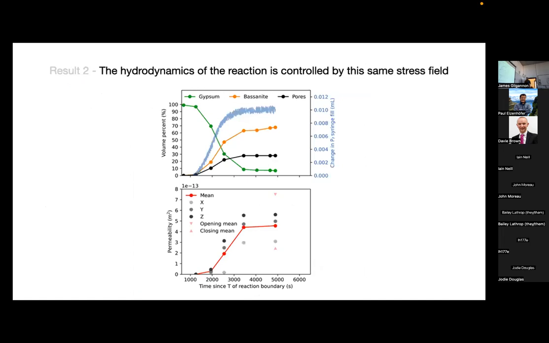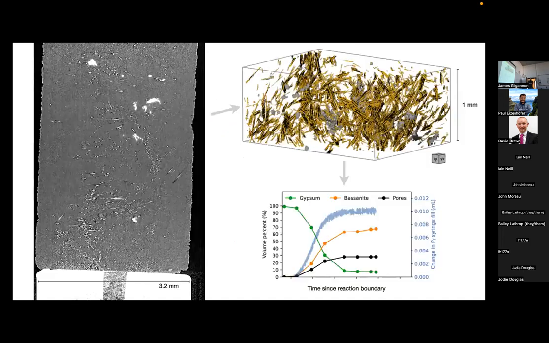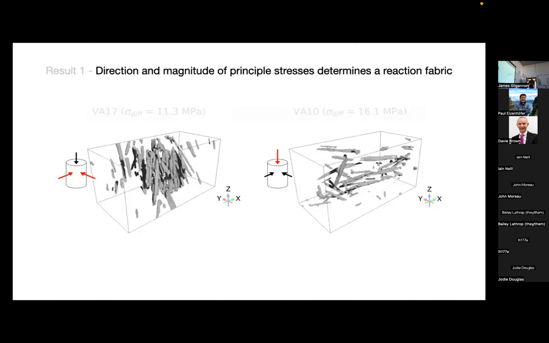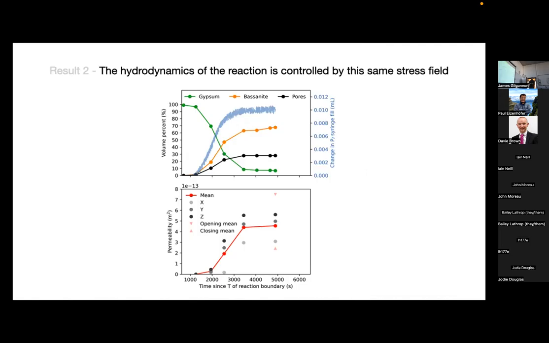The other thing that comes from this is that the hydrodynamics of a dehydration reaction are also controlled by that stress field. So you could imagine in this case, this BA17, this is this lineation, sorry, going in the wrong direction. So this is that sample. You can see that the pores are around those basanites. If you model the permeability from that data set, because you have a digital data set, you find that you do have anisotropic permeability in the Z direction, for example. And you can also look at how that evolves. And in this case, it's congruent with the reaction products, the fluid expulsion.